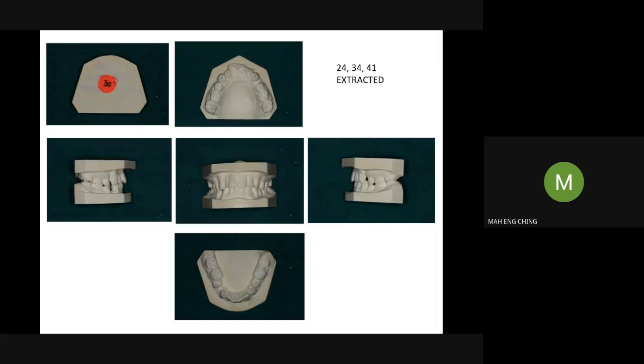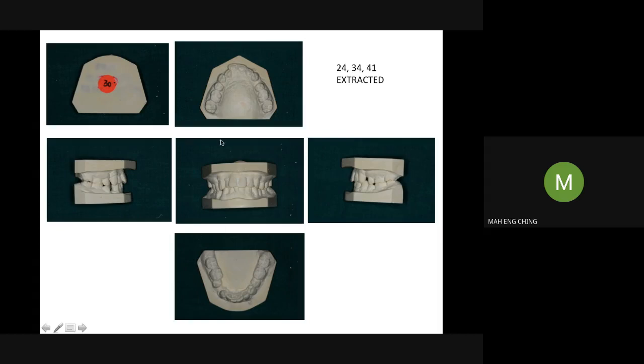Okay, last case. Finally, last case. So this one, count the number again. 1, 2, 3, 4, 5, 6, 7. Okay, 1, 2, 3, 4. Maybe the 4 is missing on the top left. And bottom also, we got a missing 4. Maybe extracted, maybe infected. We don't know until the X-ray is taken.